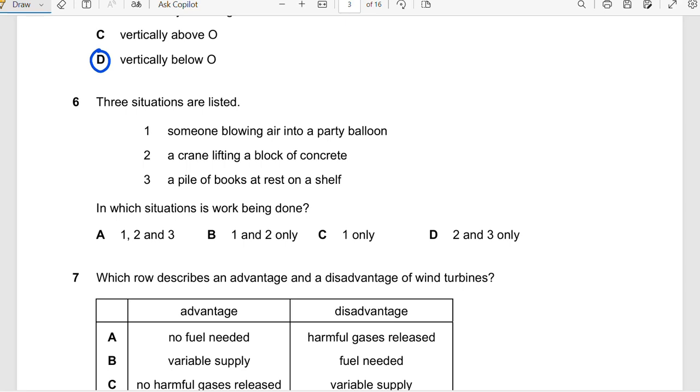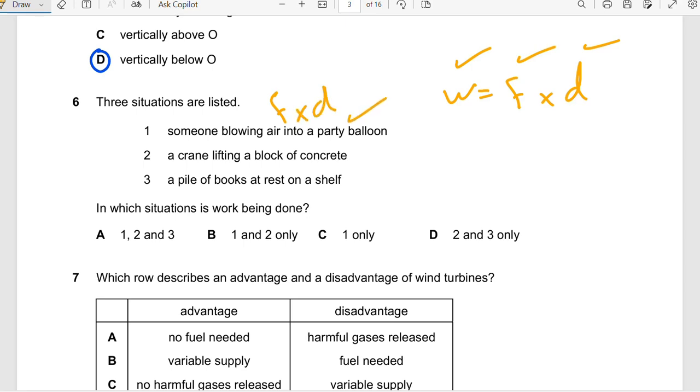Work. Remember, work equals force multiplied by distance. In order to have work, we must have a force and a distance. So let's revise the situations. Someone blowing air into a party balloon. Actually, there is a force of blowing the air, and there is a distance because the particles are moving from our lungs through our mouth to the balloon. So there is a force and a distance, which means we have work.